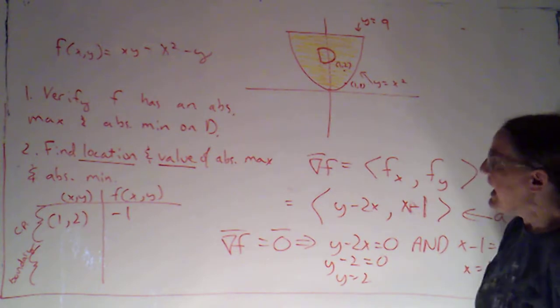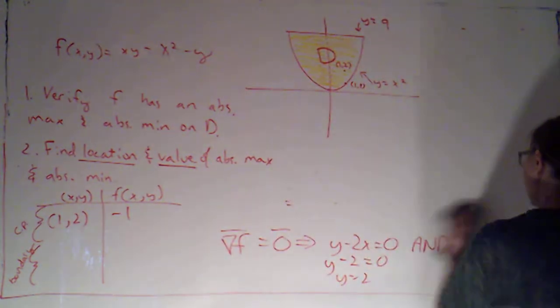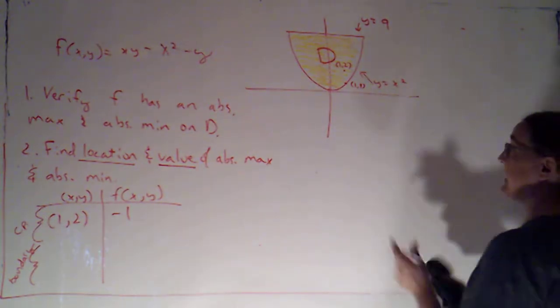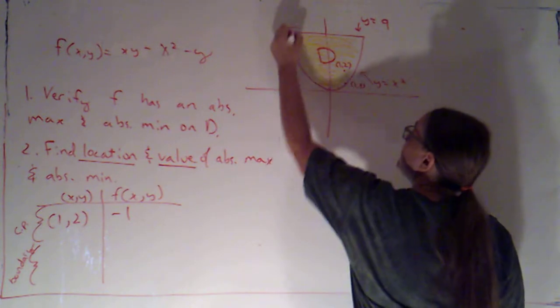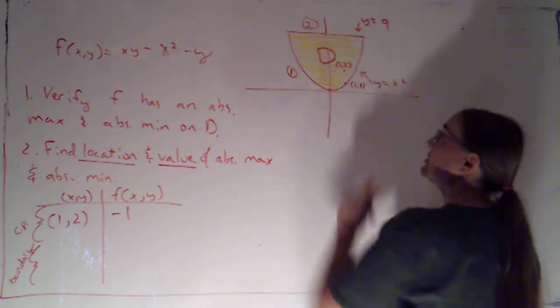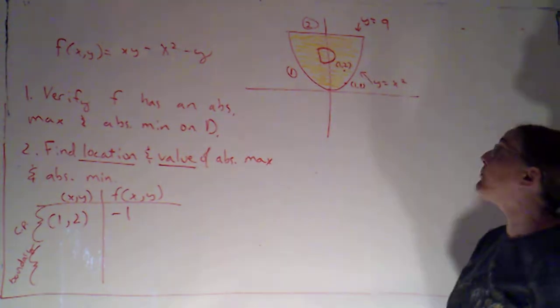Okay, now the boundary. The boundary actually comes in two parts. Very important that we recognize that. There's boundary part 1, which is the parabola, and boundary part 2, which is this line. And I'm going to need to deal with each of those separately.